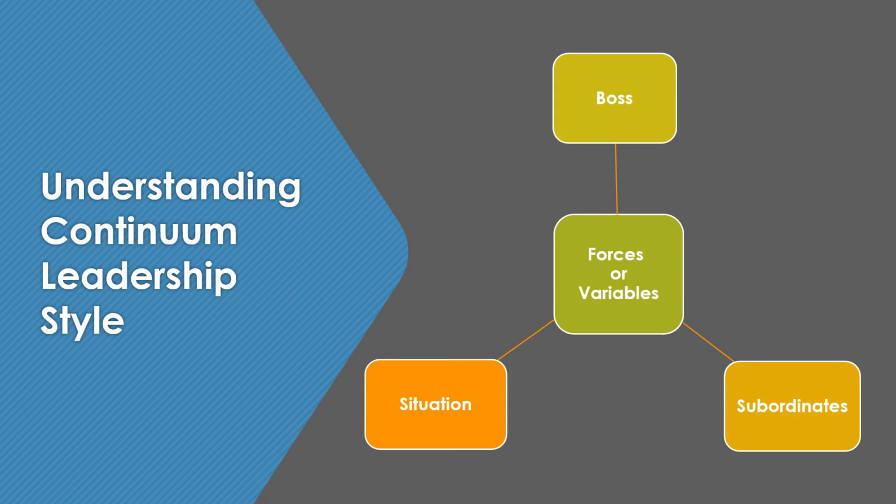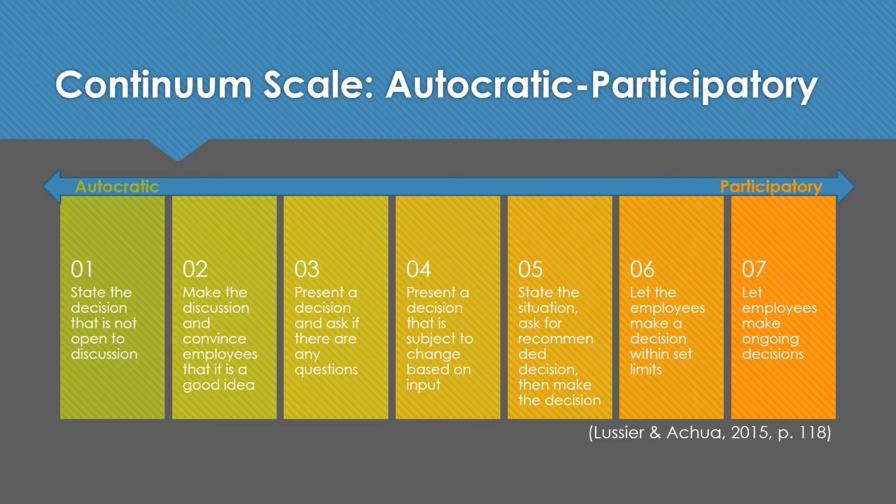Third, the situation would be organizational size, structure, environment, and the culture. Tannenbaum and Schmidt argued that a leader's actions work along the continuum when using the continuum theory, moving from autocratic to participatory.